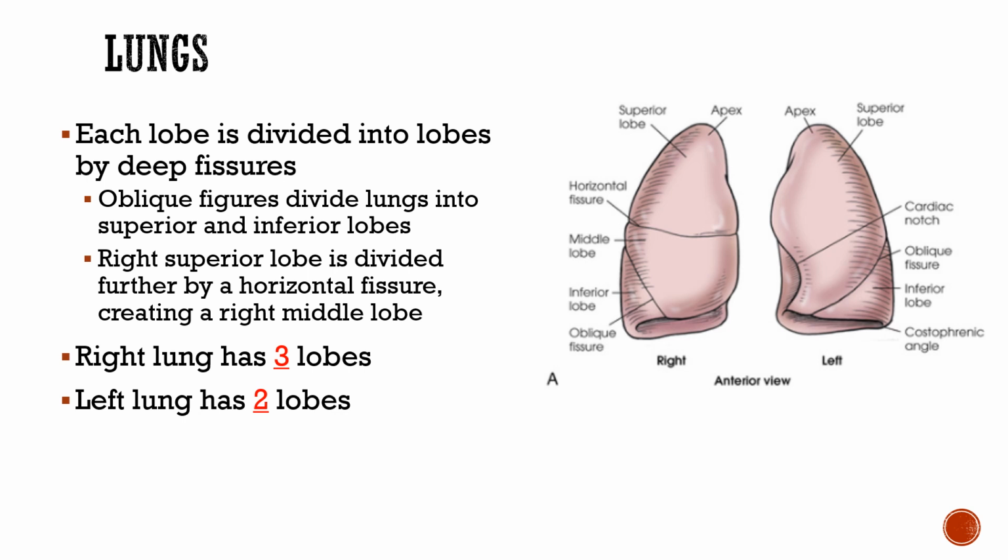Each lung is divided into lobes by deep fissures. The oblique fissures divide the lungs into superior and inferior lobes. The right superior lobe is divided further by an even horizontal fissure, creating a third, right middle lobe. So the right lung has a superior lobe, a middle lobe, and an inferior lobe, whereas the left lung has a superior lobe and an inferior lobe.